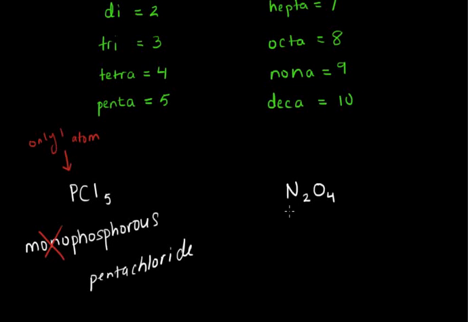Now what about this, N2O4? Well, again, pretty straightforward. My prefix for 2 is di, dinitrogen.